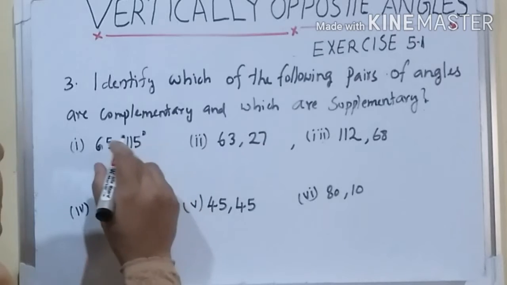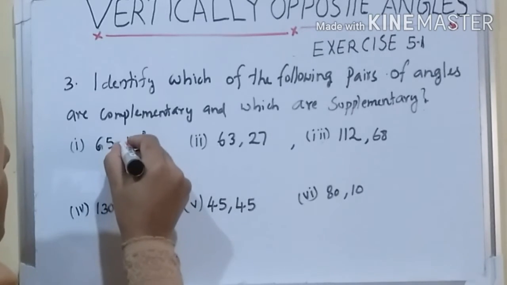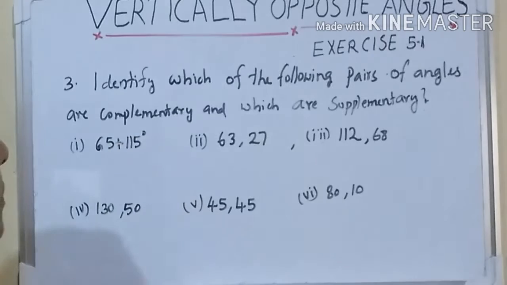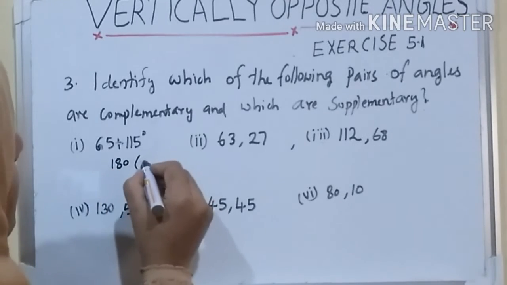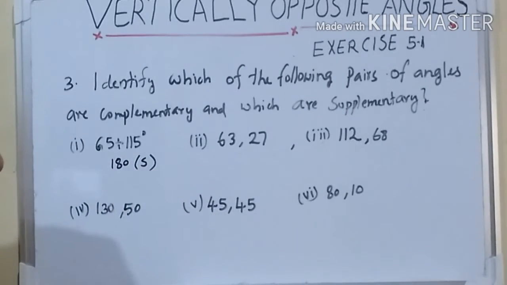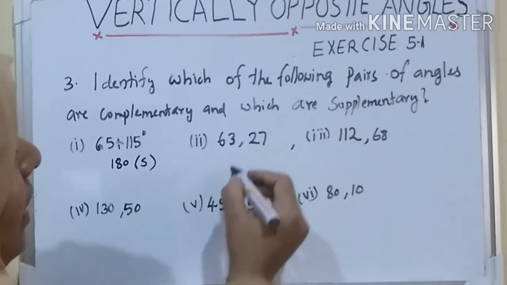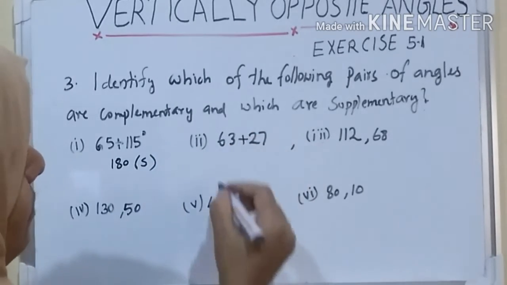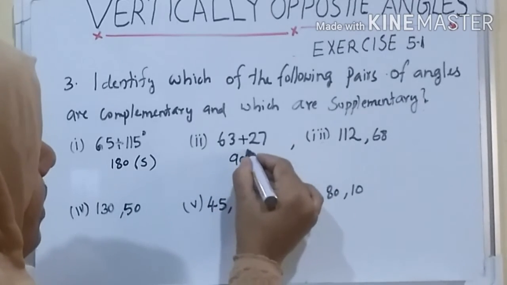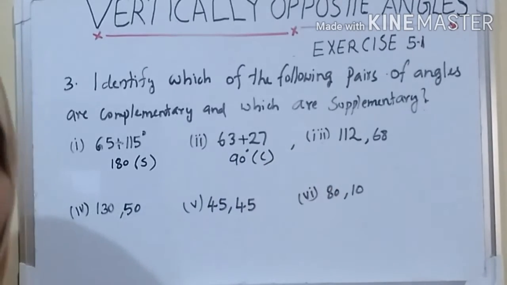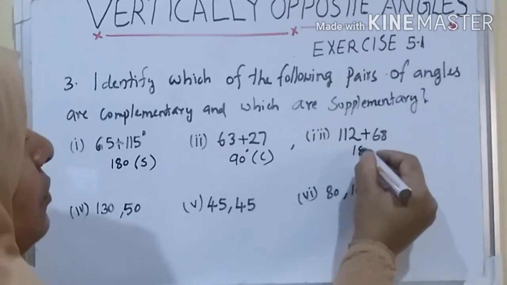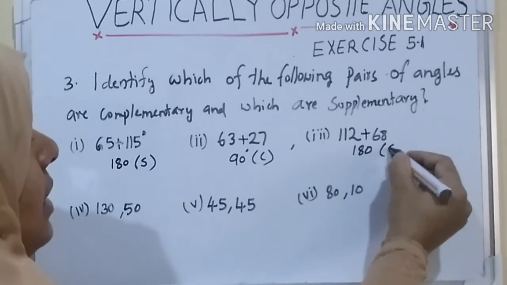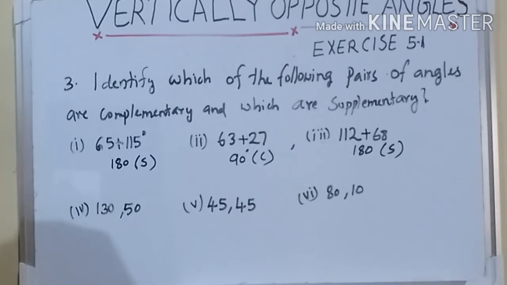Okay. So just find 65 plus 115. What is the answer? 180, right? So this is the supplementary angles. I am writing here short form S. Okay. 63 plus 27. What is the answer? 90 degrees. So we can write this is the complementary angles. 112 plus 68. That is equal to 180 degrees. So we can say this is the supplementary angles.